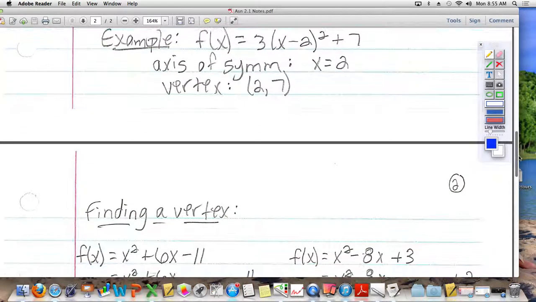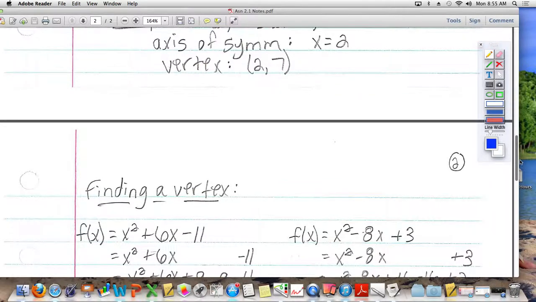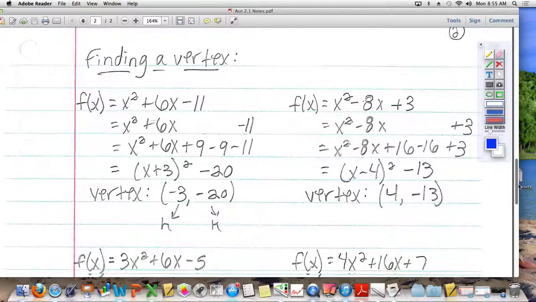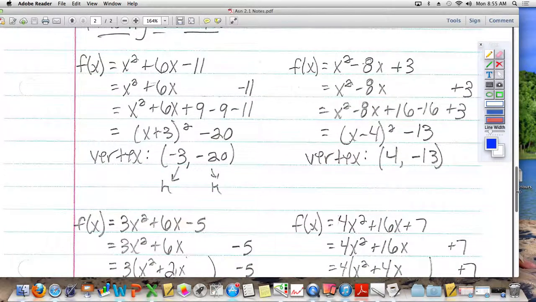All right, examples, and you guys have not seen this page yet, so please, you need to start writing. Finding a vertex. Label it finding a vertex. You have to start, you know what, even if you were going to print the notes off later, I think it would be a good idea to be working on these things together with us.